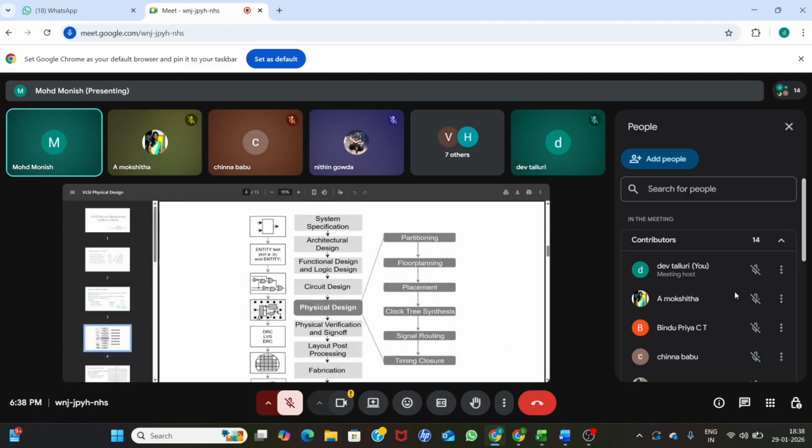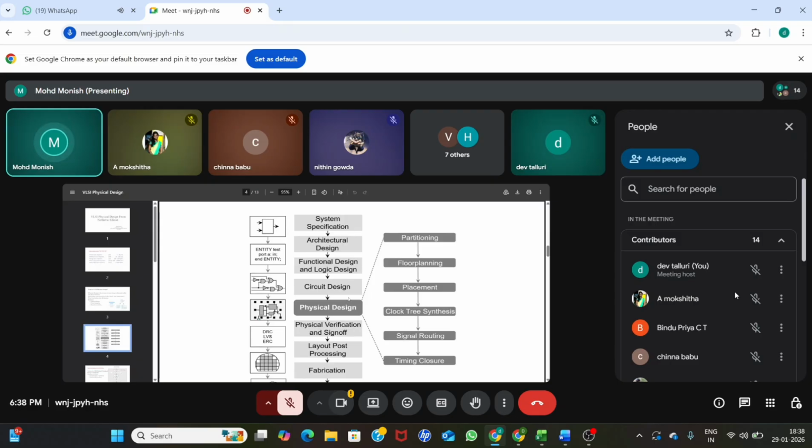So this is the VLSI design flow. In the VLSI design flow, physical design is not only an important step, but also a complex flow. It starts after the system specification, then architecture design, and once the circuit is designed, we enter into the physical design.